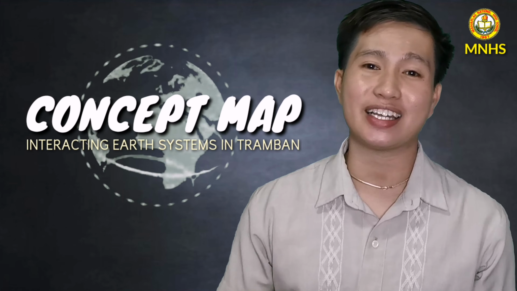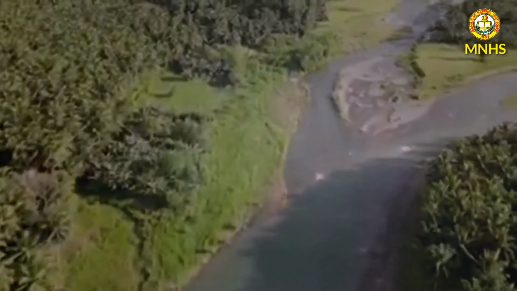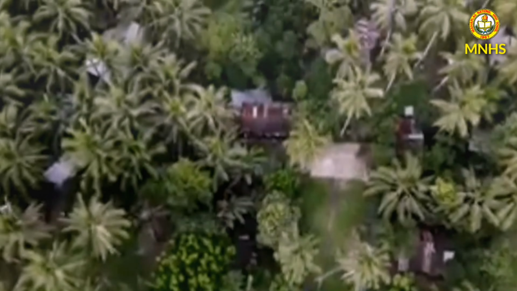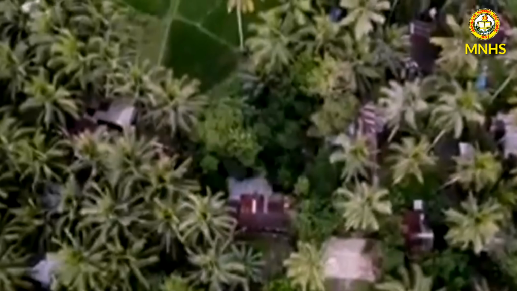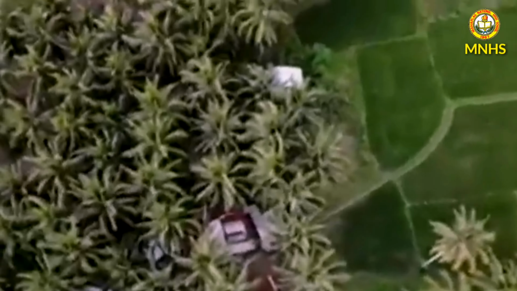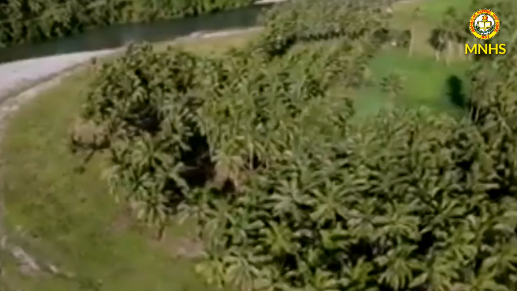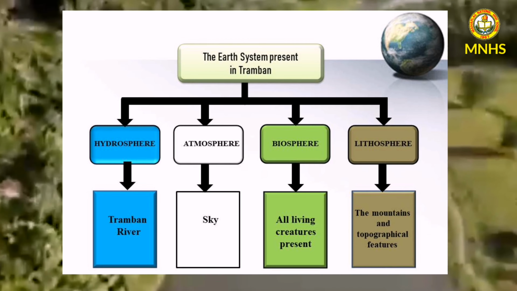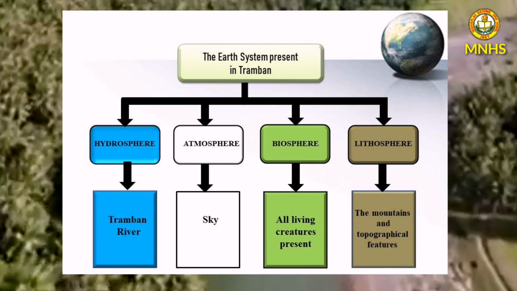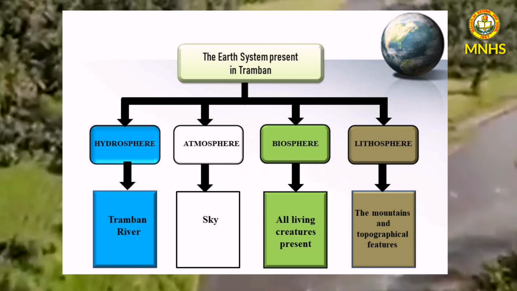The Tramban River refers to the hydrosphere. The sky refers to the atmosphere. All living creatures present refer to the biosphere. The mountains and topographical features refer to the lithosphere. Good job!